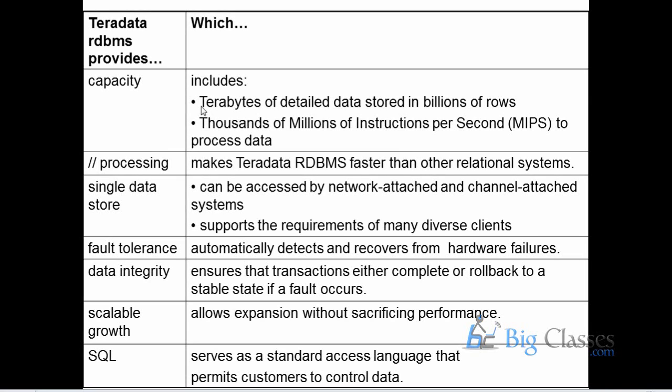Okay. And fault tolerance means it can automatically detect and recover from some of the hardware and software failures. And for data integrity, we can ensure that the transactions are either complete or rolled back to a stable state if any failure occurs. So we can ensure data integrity is there. And scalable growth allows the expansion of the system without sacrificing performance.